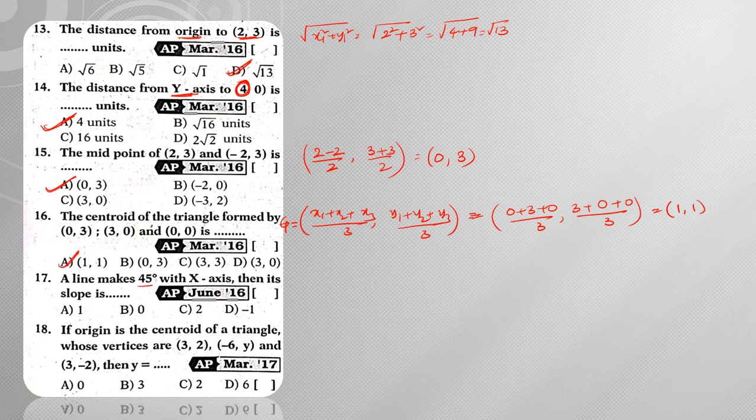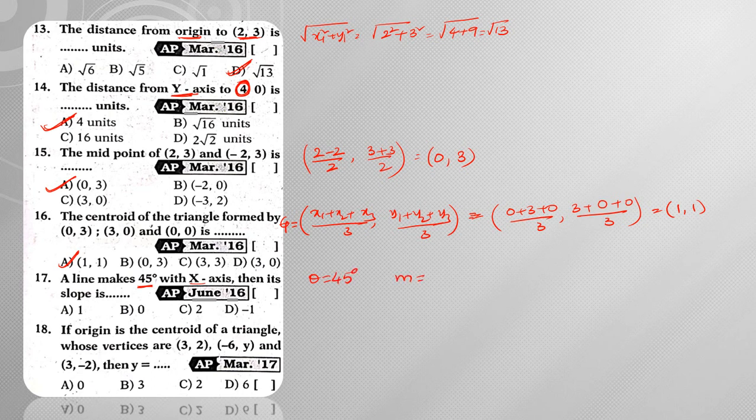Next, a line makes a 45 degrees angle with x-axis. Here additional information should be given: with the positive direction of x-axis. Then its slope is... What do we know? Here the inclination is given as 45 degrees.